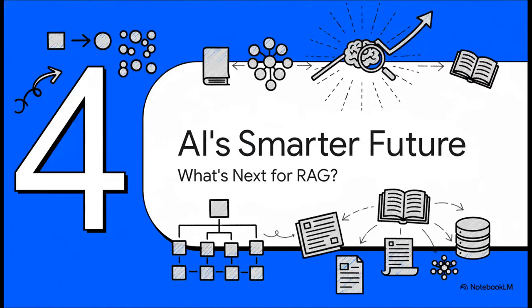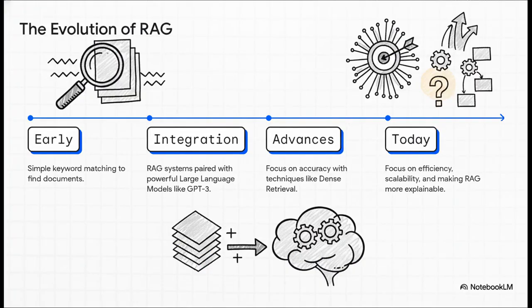And this technology is evolving fast. What started as a pretty straightforward concept is becoming more and more sophisticated. Let's take a quick look at how we got here and where things are headed. The journey of RAG has been really impressive. It started with simple keyword-based retrieval, then came the integration with powerful large language models. After that, the focus shifted to improving the accuracy of that retrieval step. And today, researchers are working on making these systems even more efficient, scalable, and transparent, so we can better understand why it chose certain information.